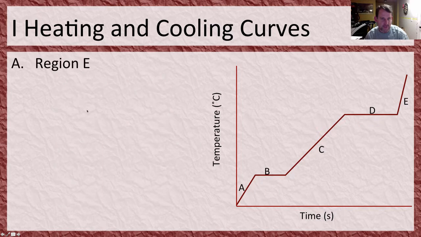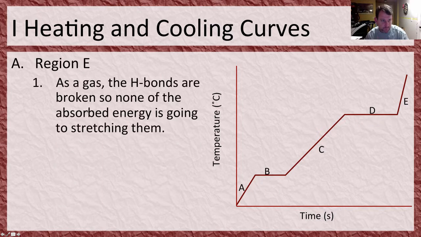All right, last region, region E. Now, as a gas, those hydrogen bonds are already broken. So as we add more energy, we don't have to spend energy stretching the bonds. So now more of the energy can go directly into kinetic energy, and that's why we see this as the steepest one. Because like 90% of the energy is going into kinetic energy. That number is not true, but a large portion of the energy is going to kinetic energy.